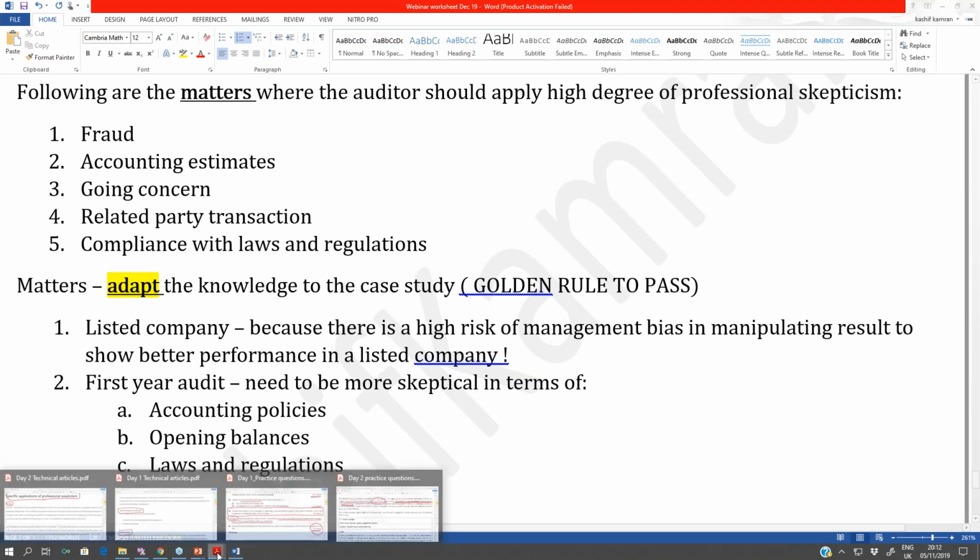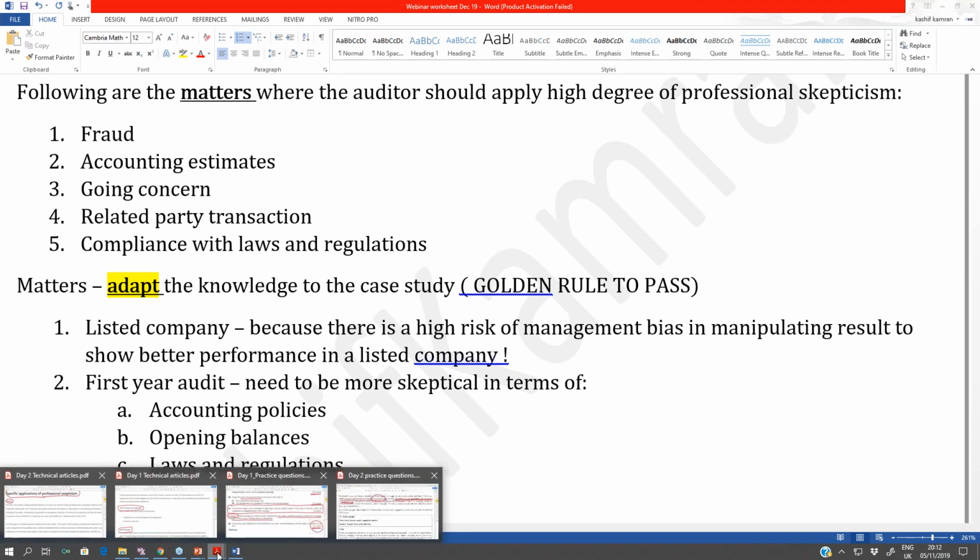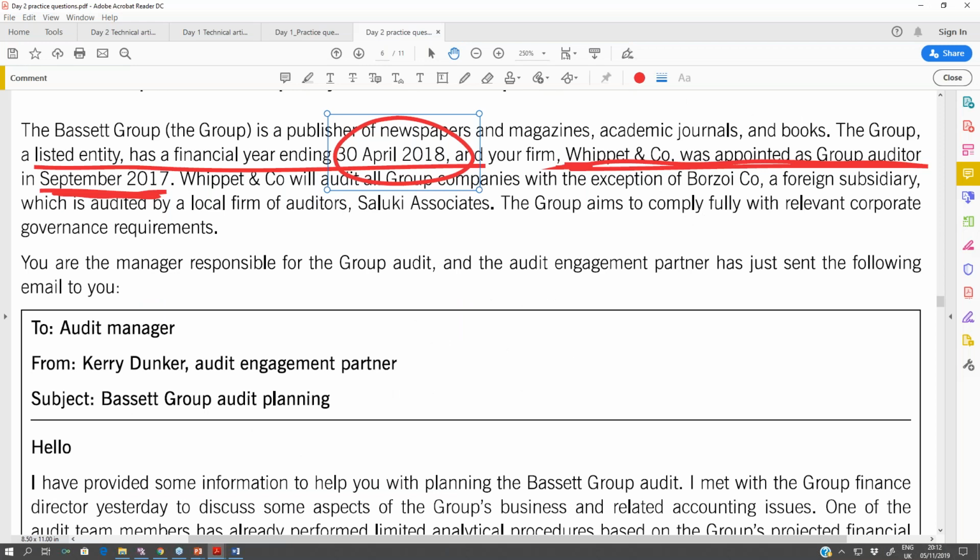Let's do one last example and then you will continue the case finding matters where you need to be more skeptical. Okay. Whippet Company will audit all of the group companies with the exception of Borzoe Company, a foreign subsidiary, which is audited by a local firm of auditor, Saluki Associate. So will I need to be more skeptical about the local firm of auditors, Saluki, and how they are performing the audit of a foreign subsidiary? Because I'm not the auditor of the foreign subsidiary. Rather, the foreign subsidiary is being audited by a component auditor, and the name of the component auditor is Saluki Associate, and Saluki Associate is auditing the foreign subsidiary.